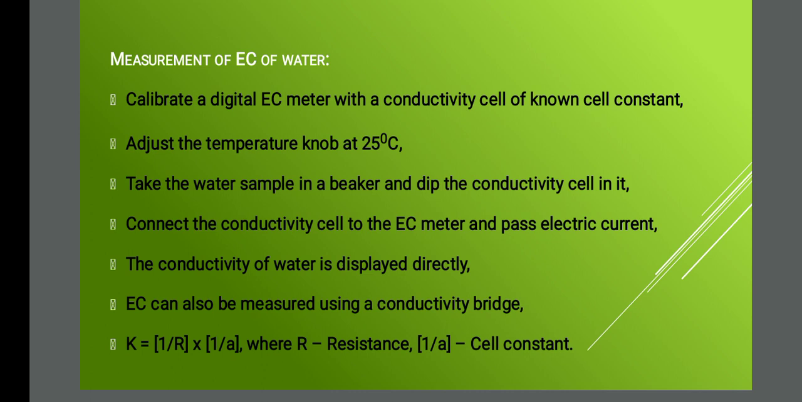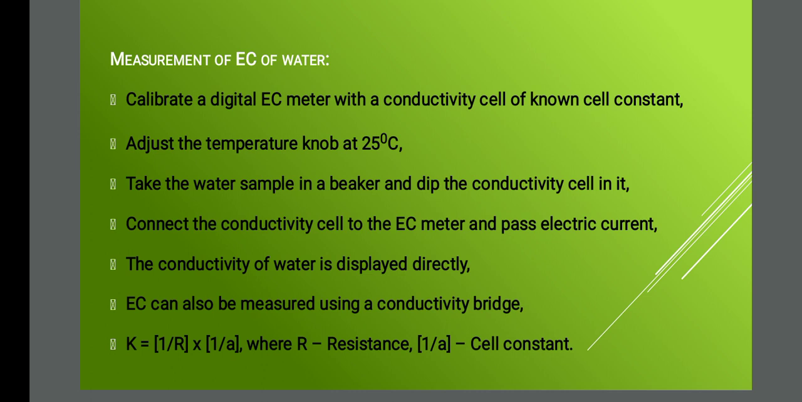The electrical conductivity bridge will be separate, and you will have a conductivity cell, a rod-like one. It will have 2 knobs, and the 2 knobs have to be connected to the positive and negative terminals of the conductivity bridge. A red knob will be there for positive and a black knob for negative. You connect both and watch the digital display. You immerse the electrical conductivity cell into the water sample you need to measure. Connect the conductivity cell to the electrical conductivity meter and pass electric current. You switch on the current, and the conductivity of the water will be displayed directly.